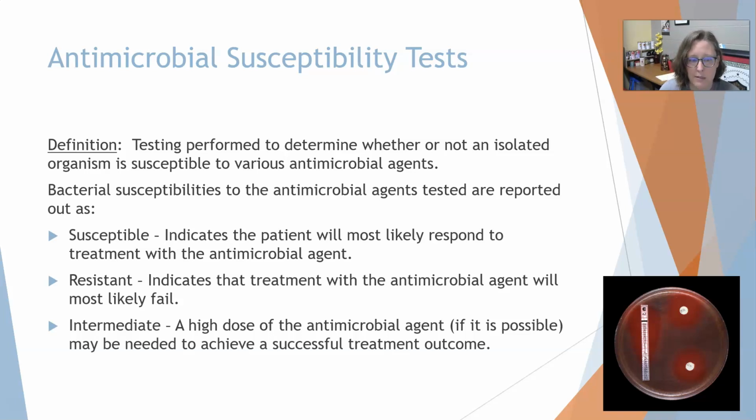If it's susceptible, then it indicates that the patient will most likely respond to treatment with that specific antimicrobial agent, and that will clear the infection. If it is resistant, it indicates that treatment with that antimicrobial agent will not work. It's going to fail. That bacteria is resistant to it. The antimicrobial agent is not going to do anything to it. And intermediate is kind of in between the two. So maybe a high dose would work, or maybe you find and use an antimicrobial where you have a susceptible result.